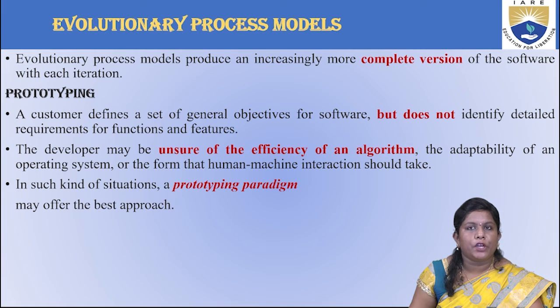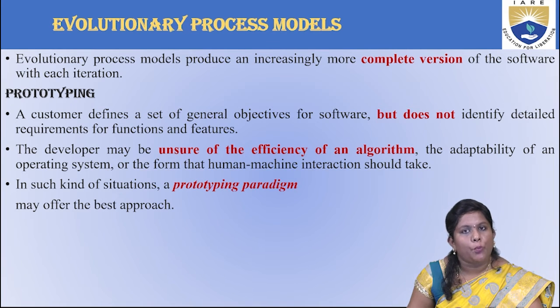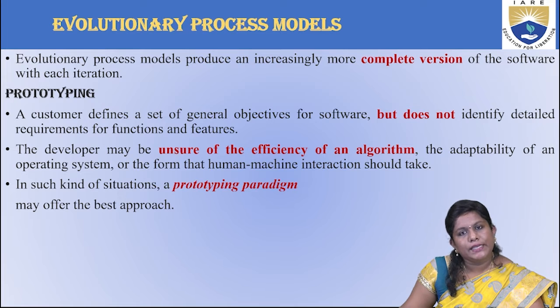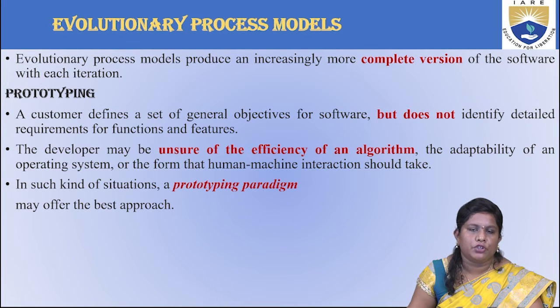Then we have something called the evolutionary process model. That is the next category of the discussion, which says that it gives a complete version of the software with each iteration. What does this mean? The evolutionary process model produces an increasingly more complete version. Previously, in the incremental model, what did we say? It breaks the project down, focuses on each piece and delivers that increment, right? Here, it is trying to give us a complete version of the software, in other terms.